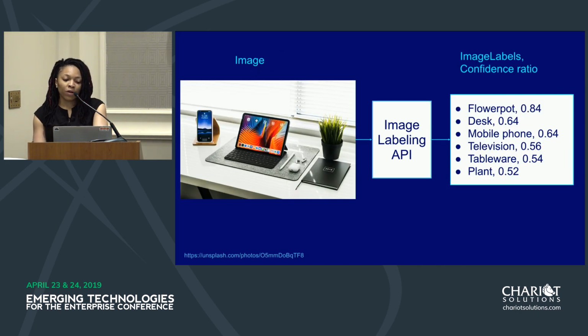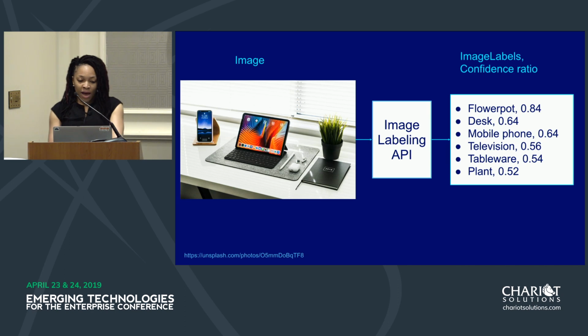So in this example, I used this image with the image labeling API, and these are the responses that I got from the API. As you can see, not all the things that are in the response are actually in the image. I have a flower pot. I have a phone. I don't really have a TV, but it kind of looks like it's because it's a screen.